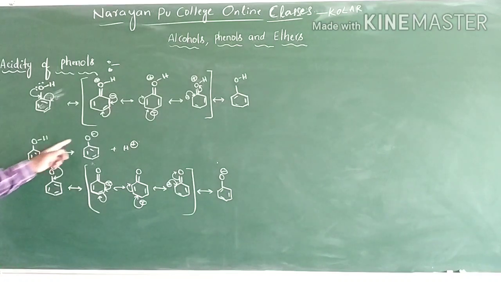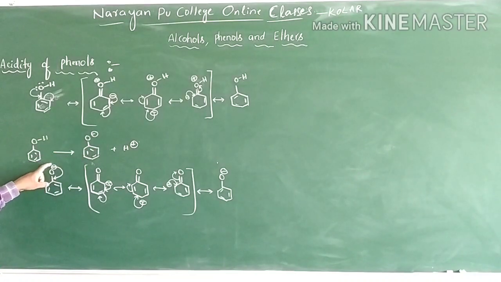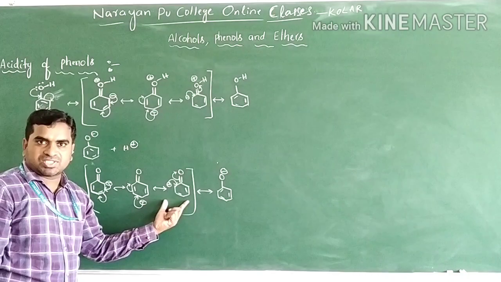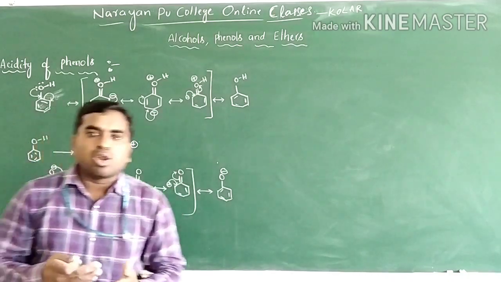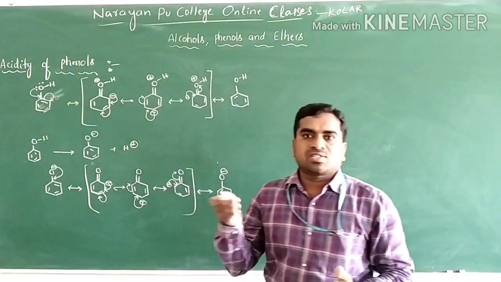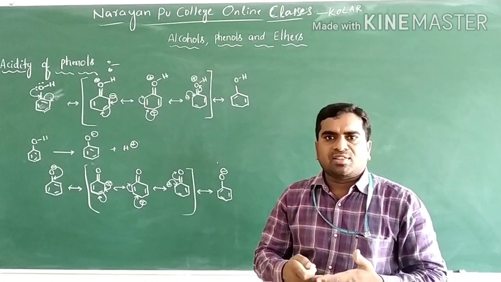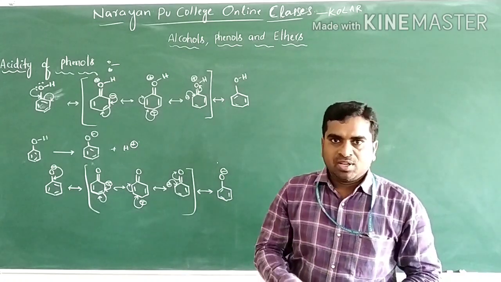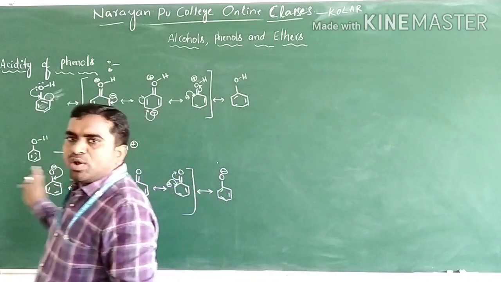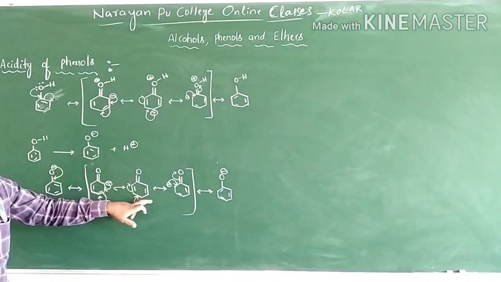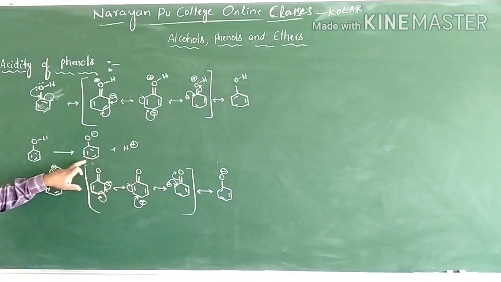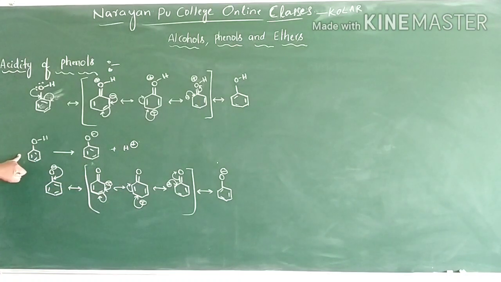Whenever oxygen is having the negative charge, it is involved in the resonance structures. Whenever the molecule is involved in the resonance, it will get more stability. So that's why the phenoxide ion is very stable because of resonance. It is very stable means this alcohol is more acidic. And now compare here OH and phenoxide ion.